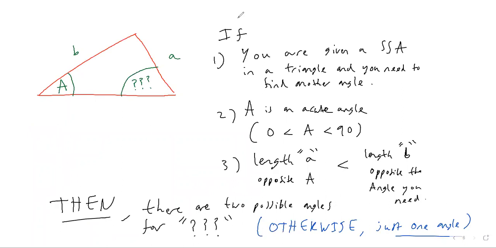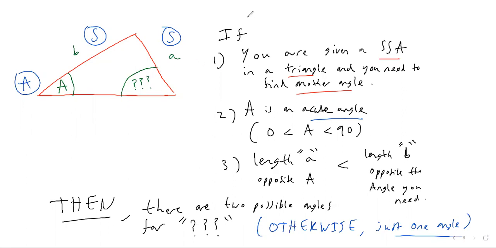So how can we determine if there are? If you are given a triangle and you need to find another angle, let's say you've got, again, a side next to a side next to an angle that you're given, and you want to work out this opposite angle there, and if this angle A that they give you is acute, so between 0 and 90 degrees, and if the opposite side to the given angle, this length A, is a smaller number than the length B, the side adjacent to the given angle, then there are two possible angles for the question mark.